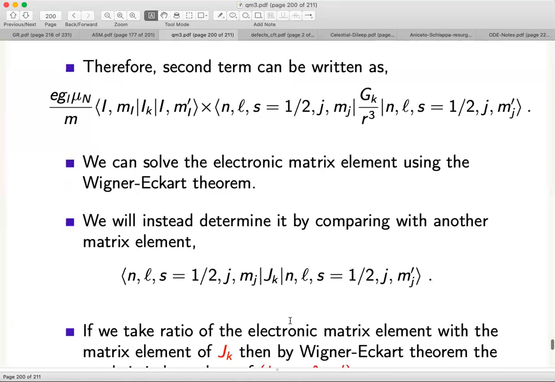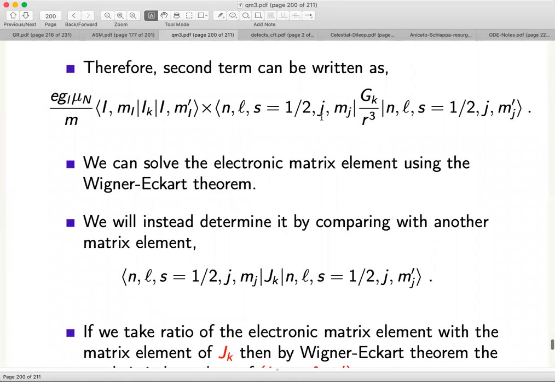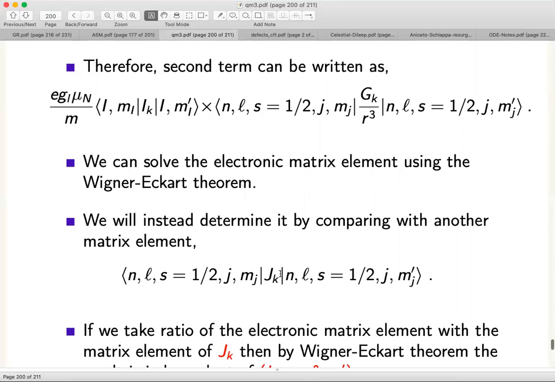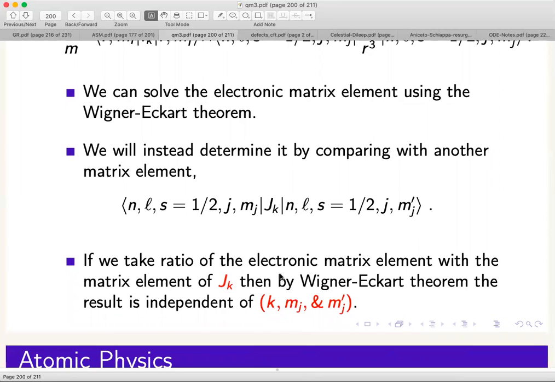Now, of course, the value of this matrix element is not going to be the same as the value of this matrix element, simply because the operators that are involved are quite different. But if you write down this expression in terms of Clebsch-Gordan coefficient times a reduced matrix element, then you can show, which follows from the Wigner-Eckart theorem, that if you can evaluate this matrix element, then this matrix element can be written in terms of the jk matrix element times some proportionality constant. And one can determine that proportionality constant explicitly.